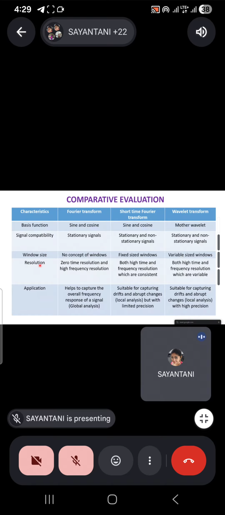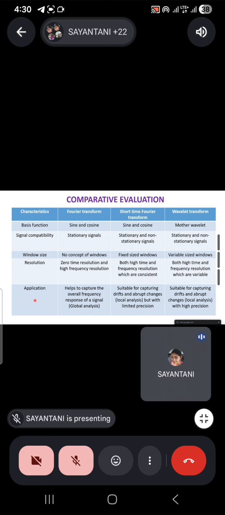Now, what kind of resolution does each transform provide me? The Fourier transform provides high frequency resolution, because what I'm obtaining as an output is frequency versus amplitude. There is no question of time resolution, so it provides zero time resolution. In the short-time Fourier transform, we are getting both time and frequency resolution, but both of them are very strict and consistent. In the wavelet transform, we are getting time and frequency resolution, but the resolution can vary because we are using variable-sized windows.